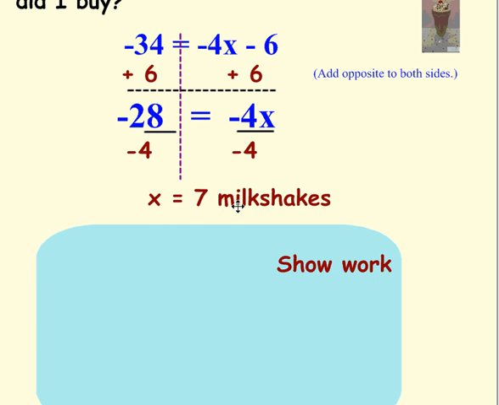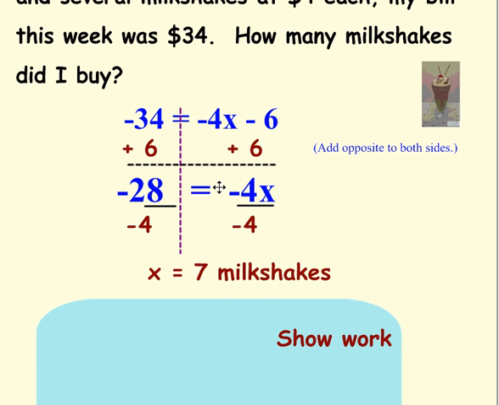And if you want to double check, just go 7 times 4. That's going to be 28. But since it's a -4, that's going to be a -28. Subtract 6 and you get your balance of -34.